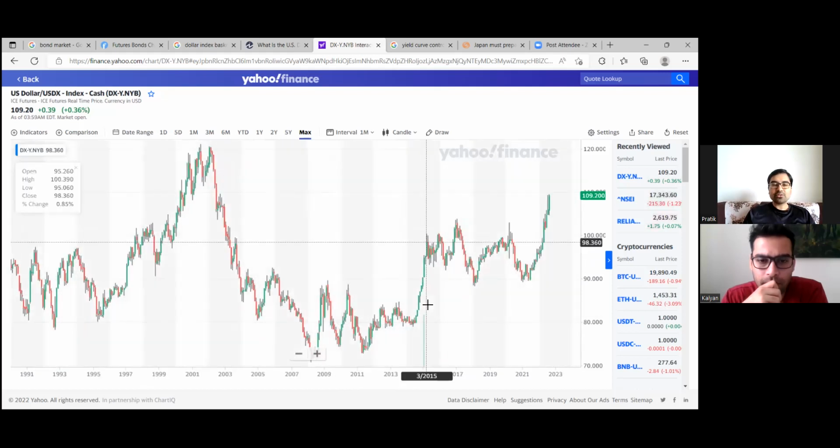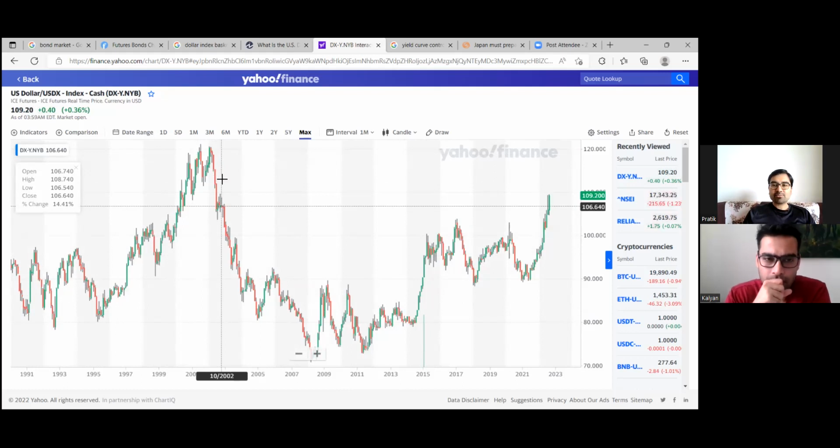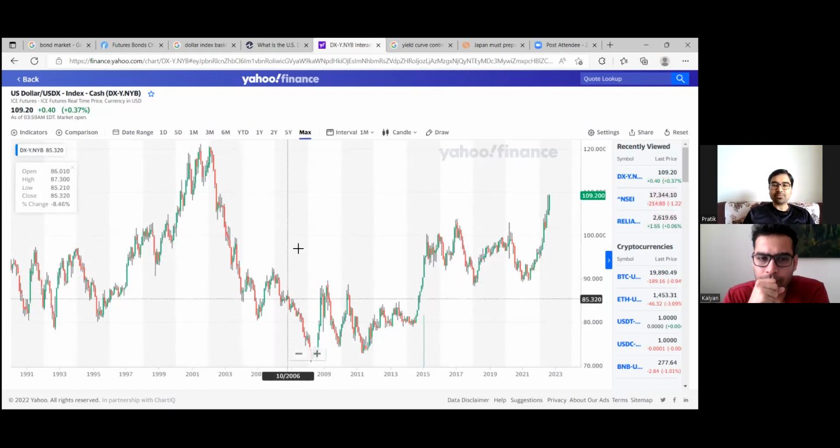So whenever the economy is doing well, then the dollar tends to come down because people tend to invest in other currencies which are considered a little more risky compared to the US dollar. But whenever the economy is not doing that well, the US dollar normally goes up because it's considered like a safe haven investment. People consider the US dollar as very, very safe.